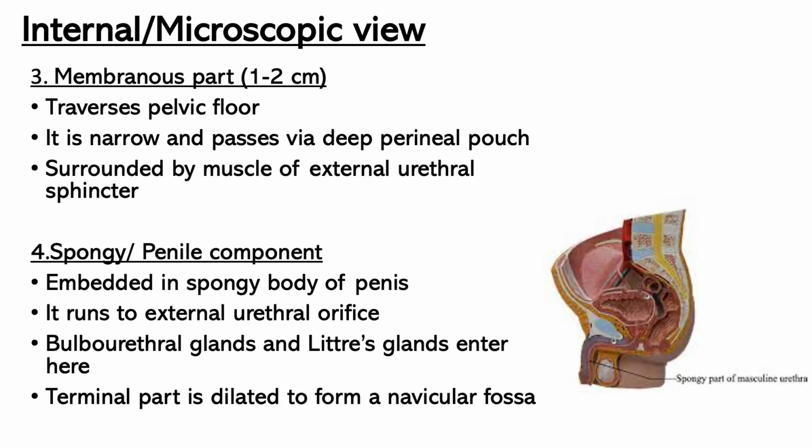3. Membranous part, 1-2 cm. Traverses the pelvic floor. It is narrow and passes via the deep perineal pouch. Surrounded by the muscle of the external urethral sphincter.